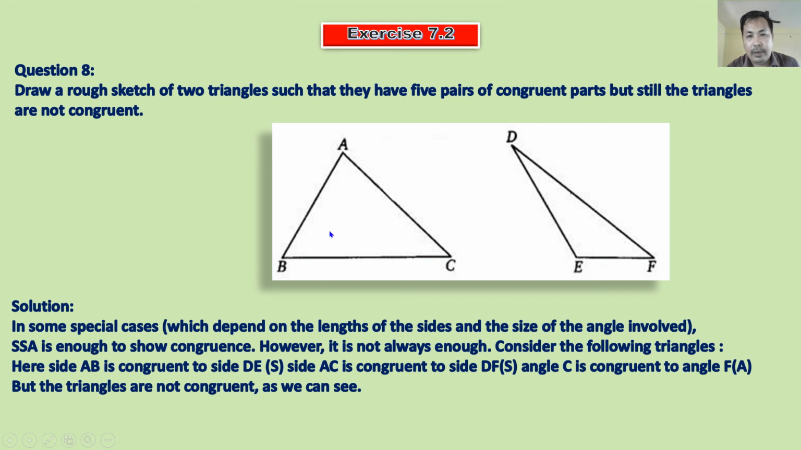See, even though they have pairs of congruent parts, by observing these two triangles we are not able to find them congruent. Even though they have congruent parts, if the congruent parts do not satisfy or hold a congruence criterion, then the two triangles are not congruent. That is the answer for question number 8. Okay, and let us go to question number 9.